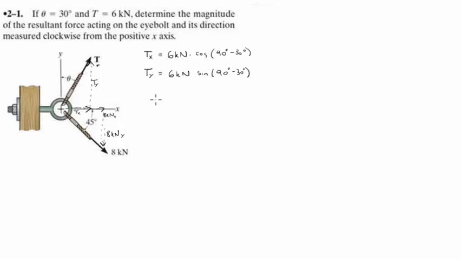Now the other components of the force on the x are 8 kilonewtons times the cosine of negative 45 degrees, and the y component is 8 kilonewtons times the sine of negative 45 degrees.